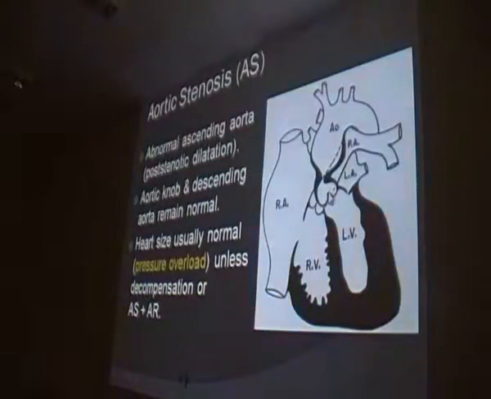Heart size is usually normal initially. Clinically, the right heart border usually won't enlarge because it's a pressure overload. Pressure overload means it's not the volume increase, but the pressure or the resistance increase. You can see the stenosis here, so the volume remains the same, but the heart has a very big problem pushing the blood up. So it's called pressure overload. Pressure overload usually won't cause decompensation or dilatation of the heart so early, unless decompensation occurs or there is a coexistence of both aortic stenosis and aortic regurgitation.